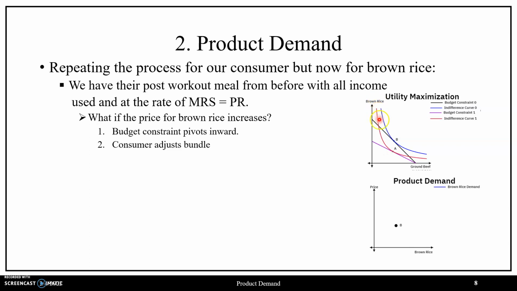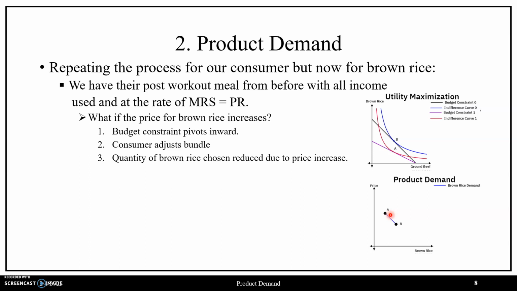So this is going to be at indifference curve 1 in red, intersecting our budget constraint 1 in purple solely once, giving us point A, giving us a new quantity in terms of brown rice and ground beef for this post-workout meal, where both brown rice and ground beef have decreased. But since our sole interest is in terms of brown rice, what this means in terms of product demand is that price has increased and brown rice has decreased. So then this will generate point A on our product demand curve. Price of brown rice has increased, quantity of brown rice has decreased.